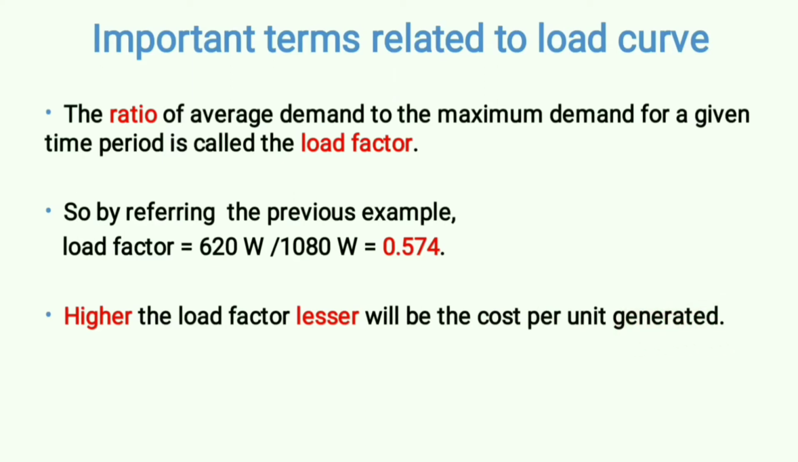Obviously, because if your load factor is very high, that means your maximum demand will be less. Okay, so for example, your load factor is very less. What does that mean? It means your maximum demand is very high and your average demand is very less. So your average demand is much lesser than your maximum demand. It means that your cost per unit generated will also be very high, because although your average is very less, your maximum demand is very high, so automatically your cost per unit generation will also be very high. That is why higher load factor is always preferable.